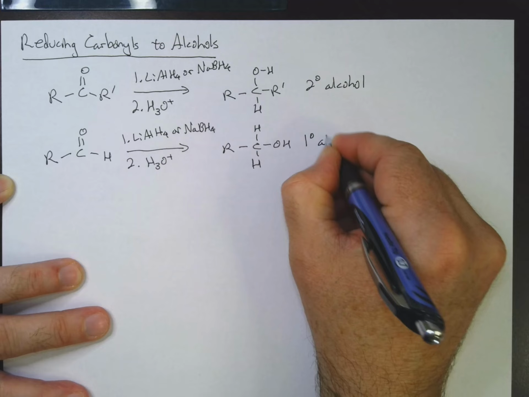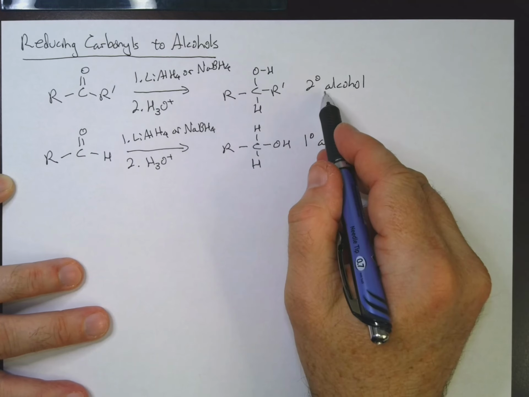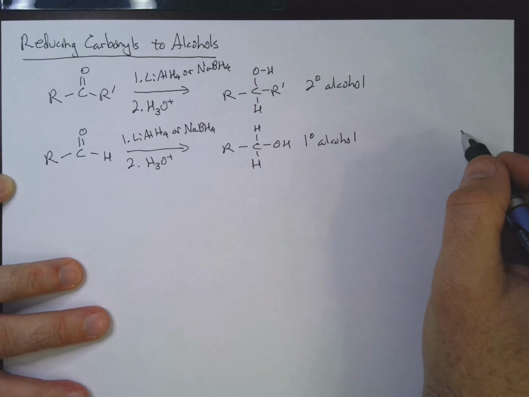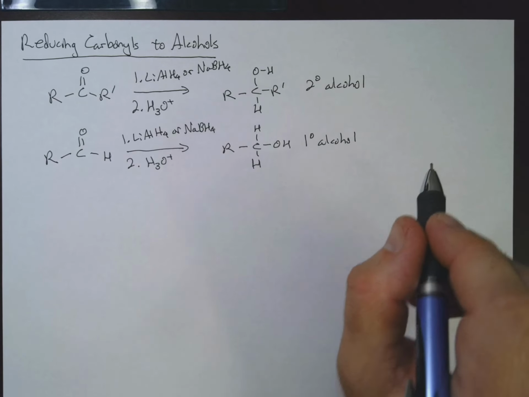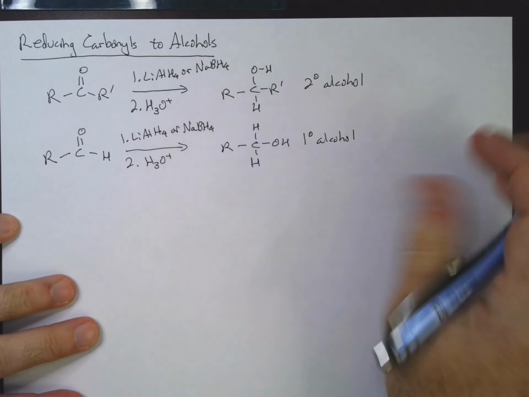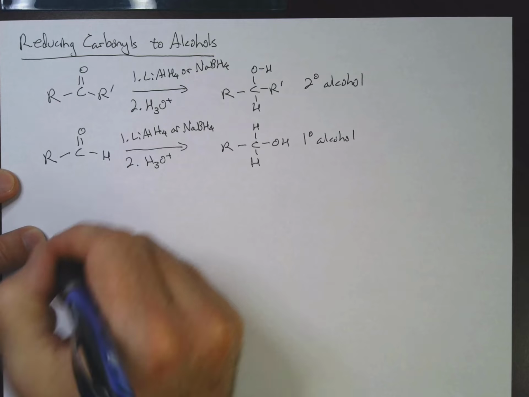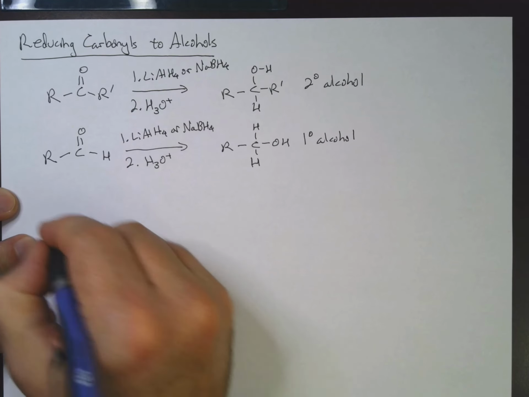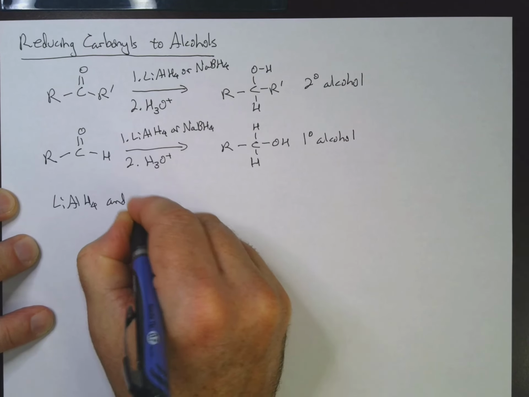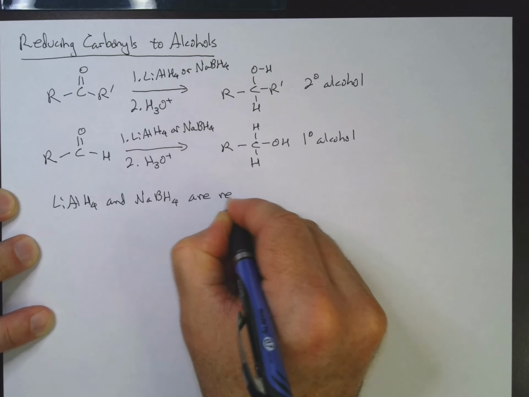And reducing a ketone will give us a secondary alcohol, and reducing an aldehyde will give us a primary alcohol. So we're not going to be able to make a tertiary alcohol in this manner. There are other things that we would have to do. Now, what is LiAlH4 and what is NaBH4? Well, these are reducing agents.